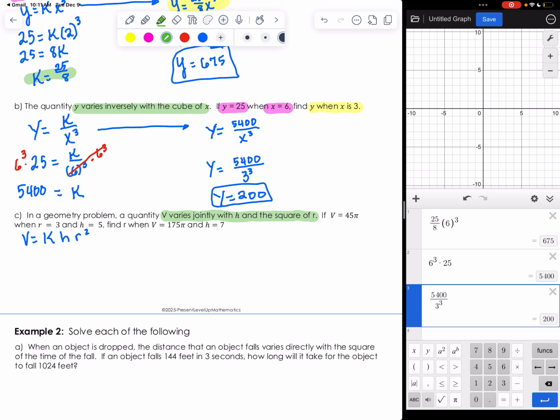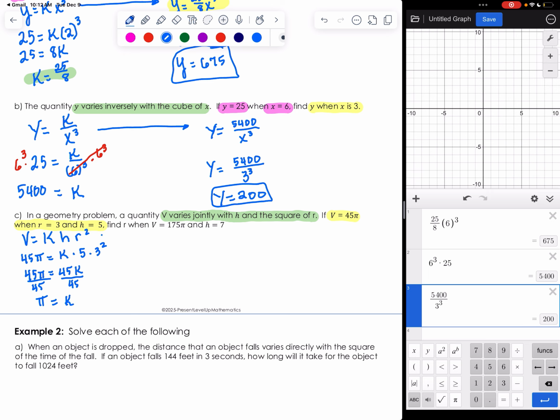Now let me highlight the given information here. It says v equals 45 pi when r is 3 and h is 5. So let's plug in that information. We have 45 pi equals k times 5 times 3 squared. So if I simplify that, 45 pi would equal 3 squared is 9. 9 times 5 is 45. So this would be 45k. Now divide both sides by 45. Divide both sides by 45. And you'll get pi is equal to k.